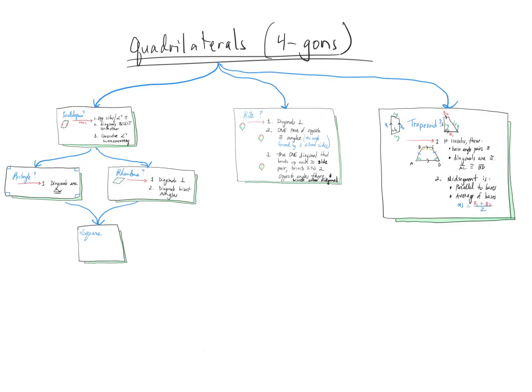Oh, by the way, I just made this for you. This summarizes everything in chapter 6 that we've covered on quadrilaterals, which are 4-sided polygons. We talked first about parallelograms, and then some special parallelograms, the rectangle and the rhombus. Parallelograms had these properties. Rectangle and rhombus had those properties, and the square is both rectangle and rhombus. And then we talked about the kite, which had these properties, and the trapezoid, which had these properties.